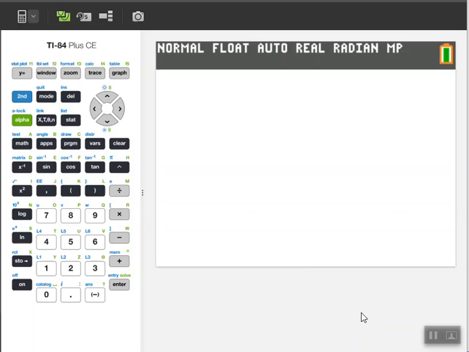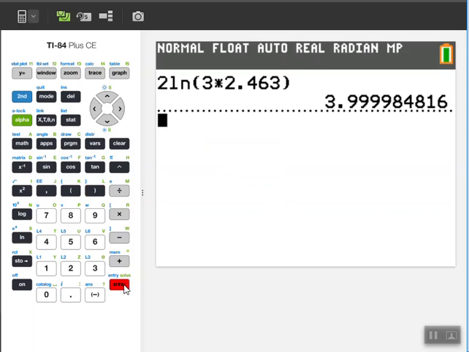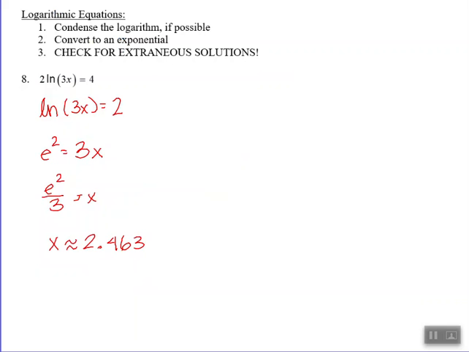If you want to check your solution using the calculator, you can do that. Just make sure you type in the original problem, 2 times natural log of 3 times 2.463, and it gives us a decimal that's very close to 4. Since we rounded, it's not exactly 4. The way that you can check for extraneous solutions without the calculator involves thinking about the domain of a logarithmic function. You cannot take the log of a negative number. So if you plug our solution in for x, you get natural log of a positive number. So we will not have an extraneous solution.